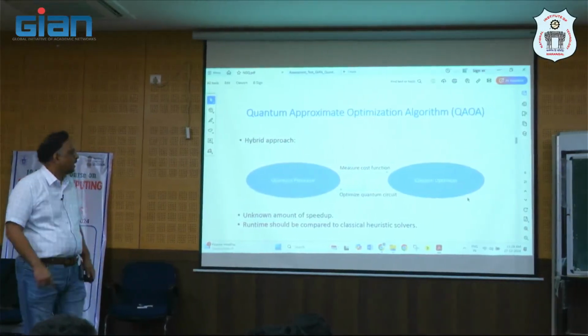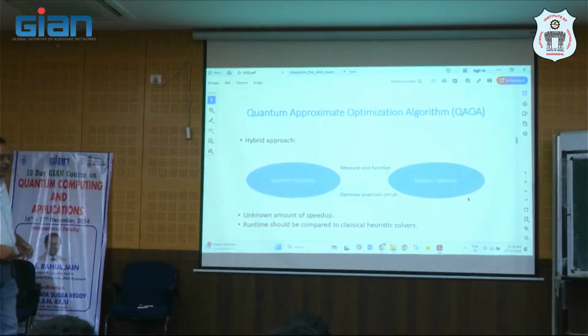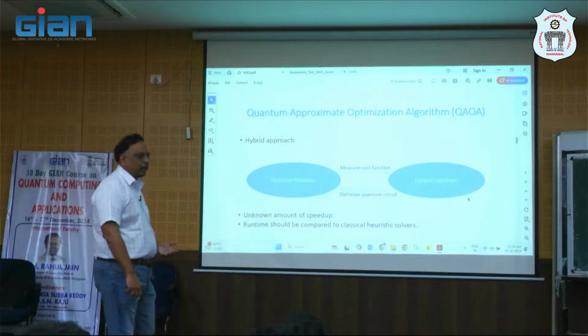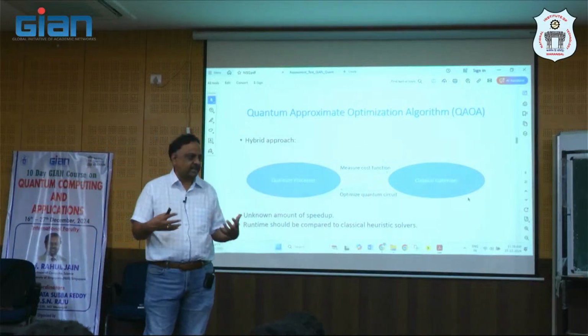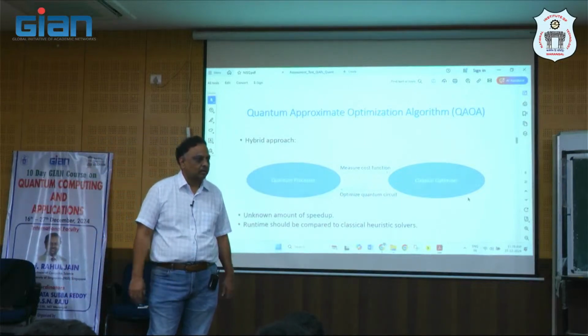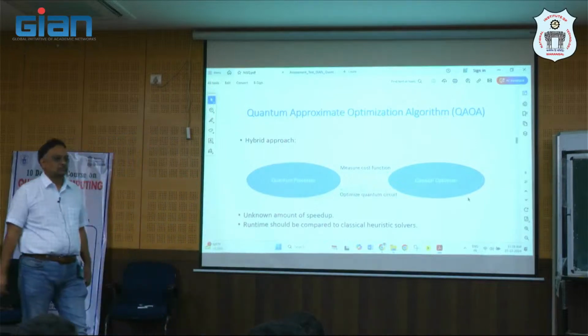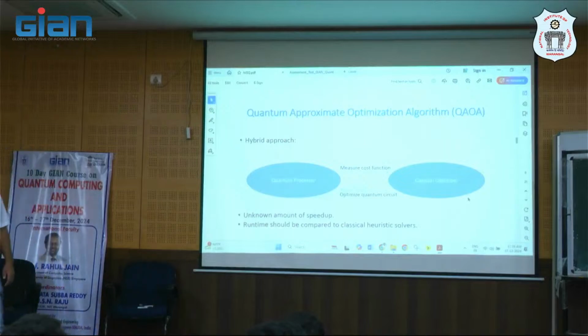Exactly, that's the whole point now. You see, there is an unknown amount of speedup, so we cannot give any performance bound. We cannot prove it, but maybe you can check by testing on actual problems. But when we say approximate solutions, then there are proof systems; otherwise it becomes heuristic, right?